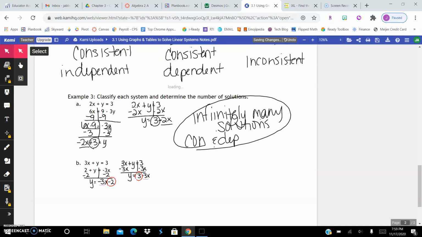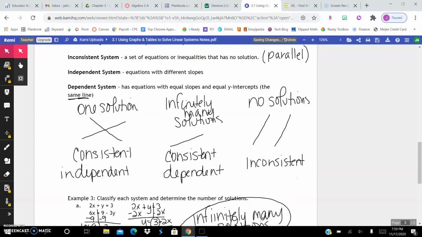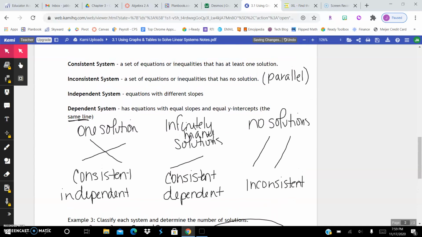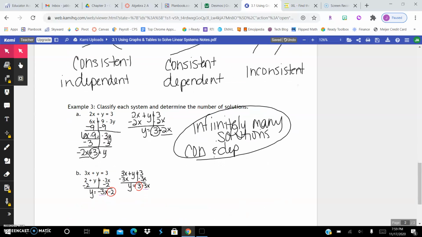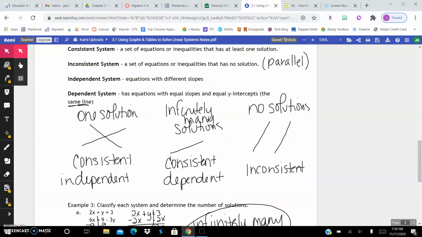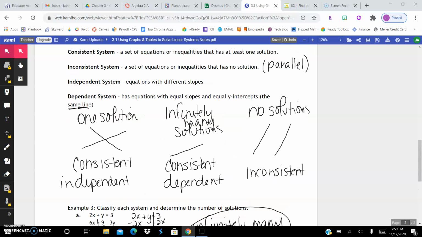So that means that if we go up here, dependent says has equal slopes and equal y-intercepts. That is not the case. This has equal slopes, but different y-intercepts. So it's not dependent. So it's not infinitely many solutions. And independent is an equation that has different slopes. So it's not independent. So it doesn't have one solution.